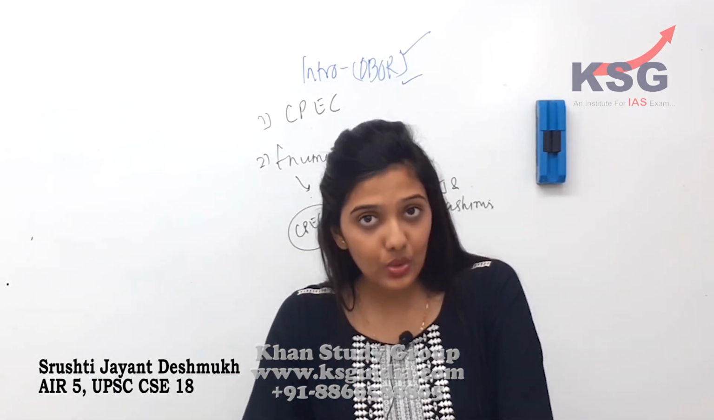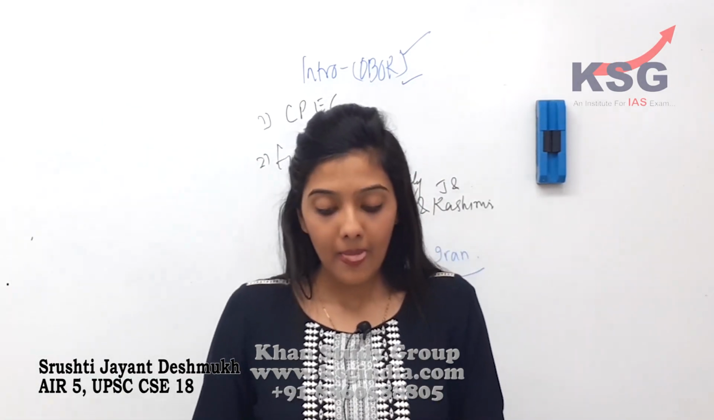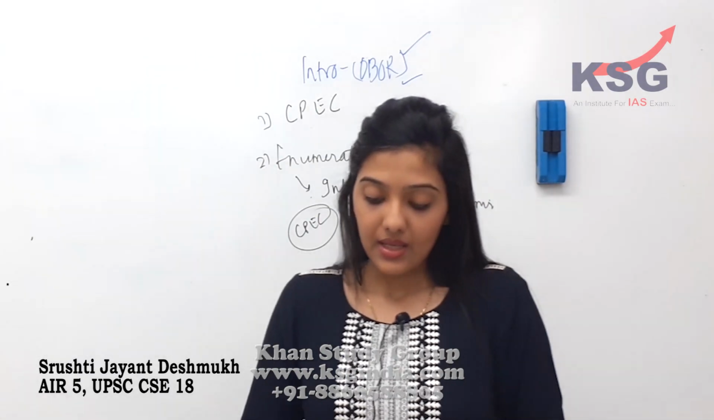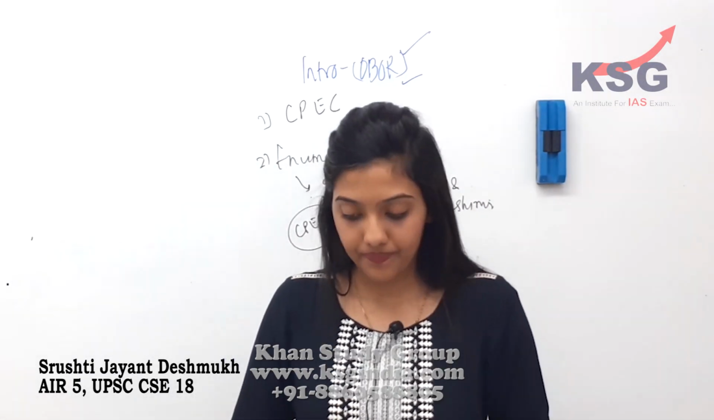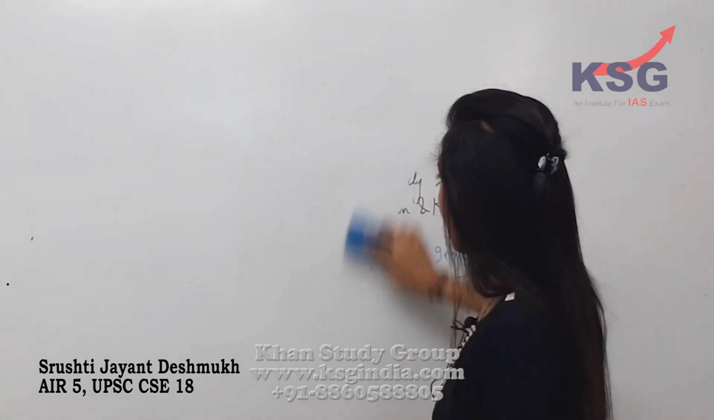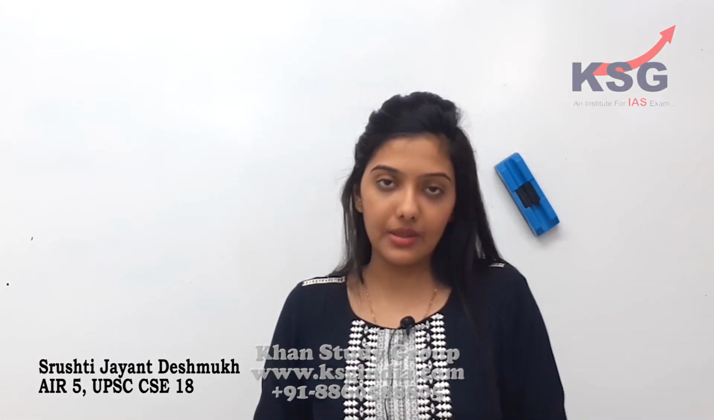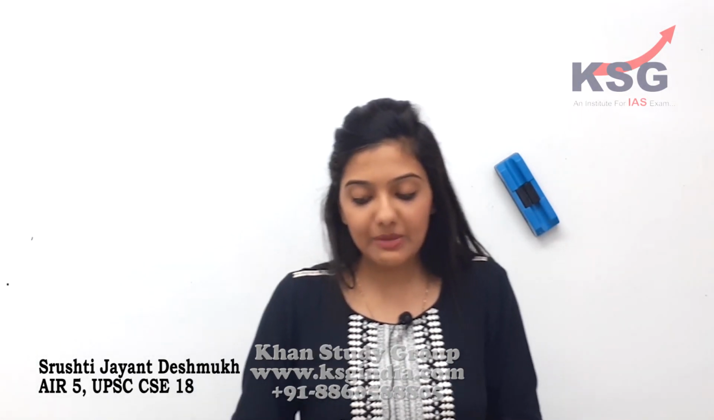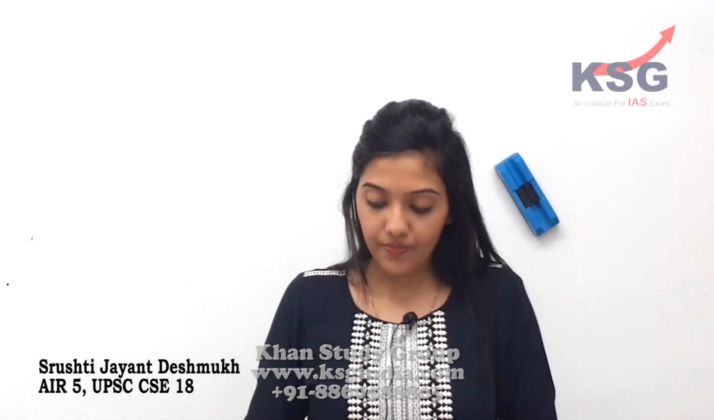Moving on to the 10th question, which is the last 10-marker. Left-wing extremism is showing a downward trend, but it still affects many parts of the country. Briefly explain the Government of India's approach to counter the challenges posed by LWE.